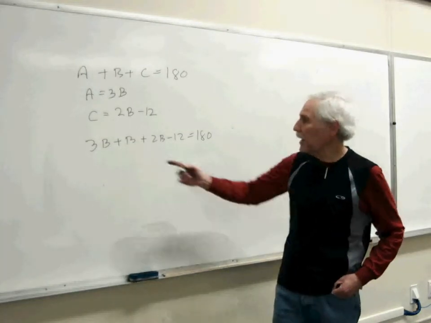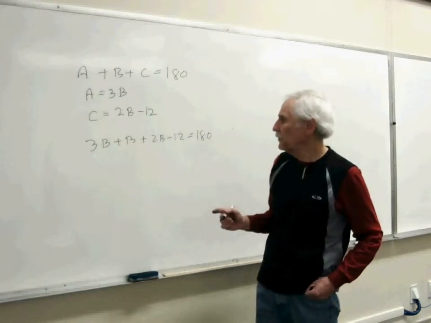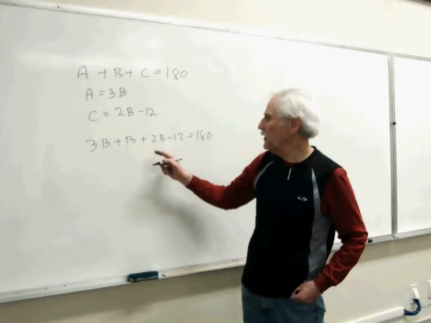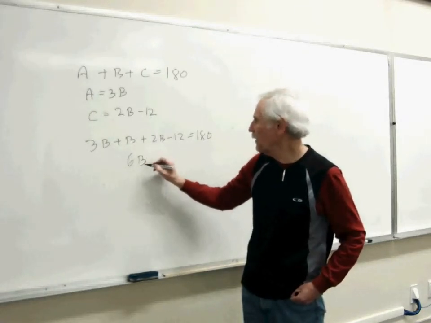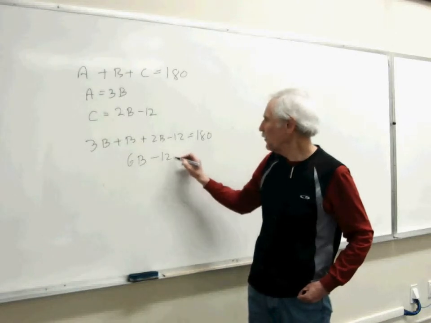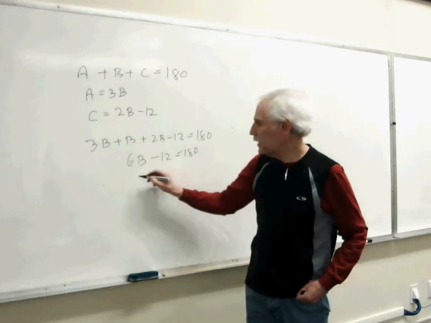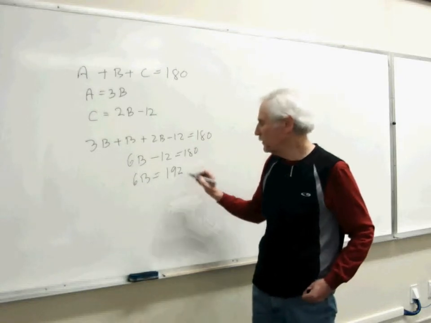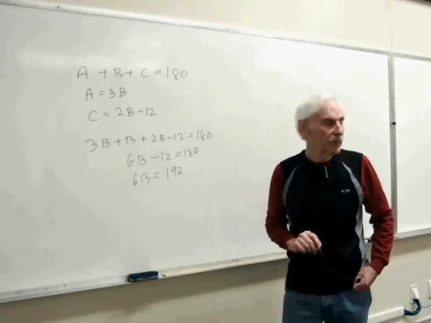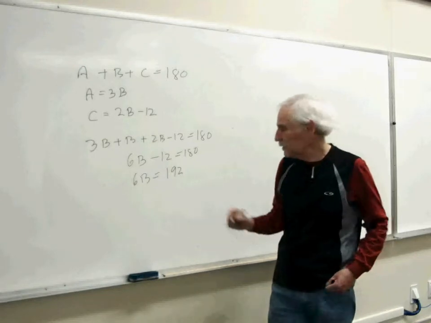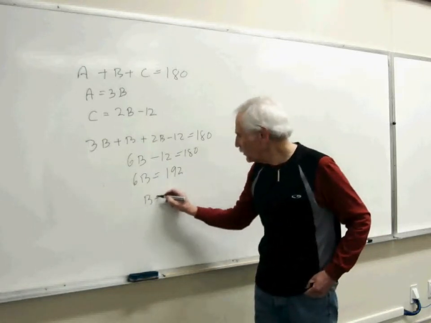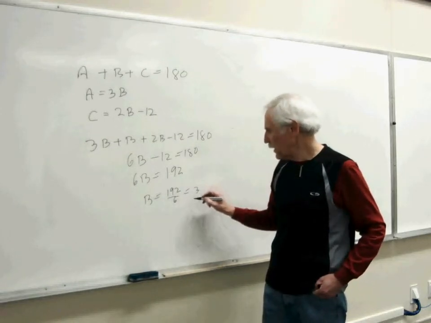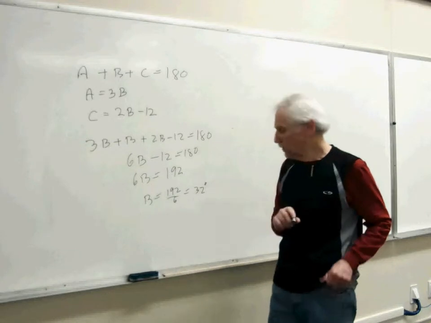So let's combine all our B's together. So it looks to me like this is 3B plus B plus 2B. Isn't that 6B? Minus 12 is 180. And so 6B is equal to 192 degrees, right? We're all in agreement with that. So B is equal to 192 over 6, which is 32 degrees.